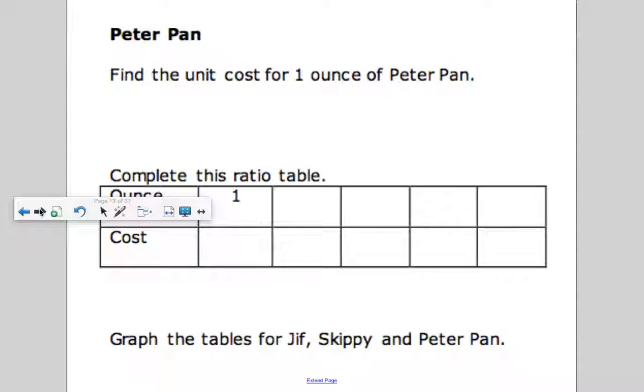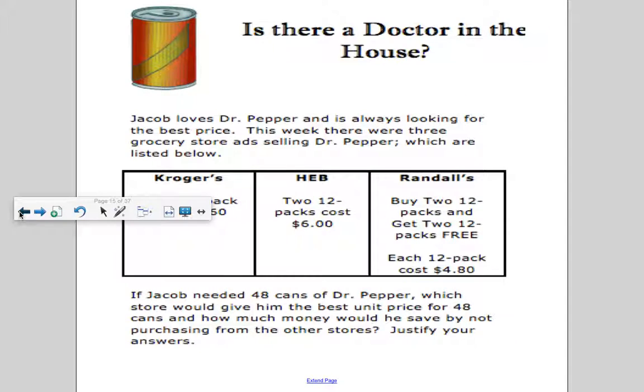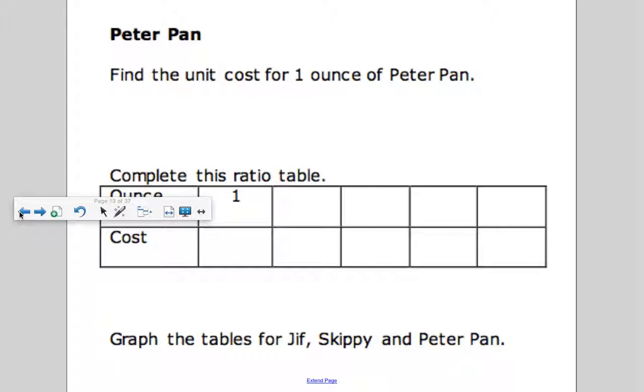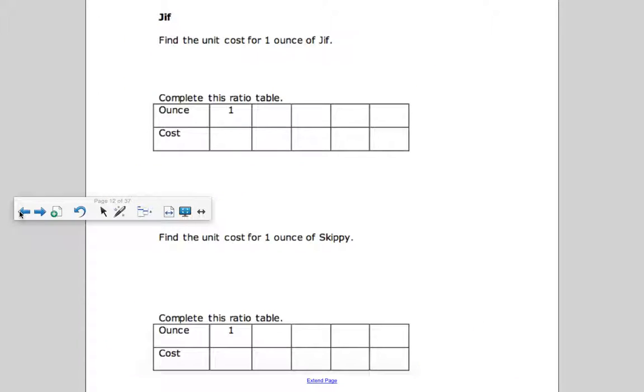So what we talked about was unit rate and unit price. Unit rate and unit price is breaking things down into 1 unit per unit, for each unit. And that's how you can tell.